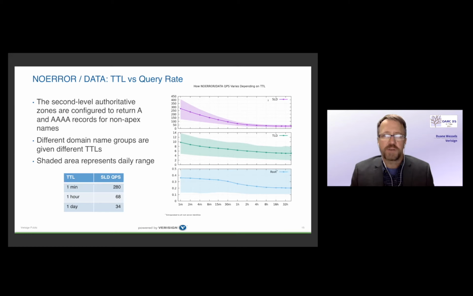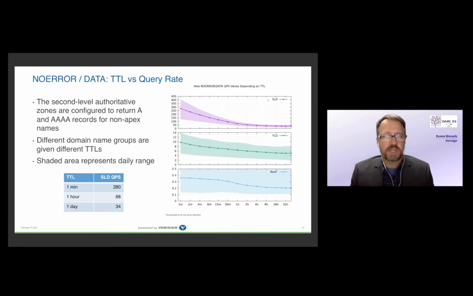And the top graph shows the query rates seen at the sinkhole servers. So for the lowest TTL of 1 minute, the query rate was a little under 300 QPS. And then as the TTL increases, the query rate decreases and it plateaus. And you can see here that after about 2 hours, it's pretty flat. There's not a lot of difference between, say, 2 hours and a day or 32 hours.